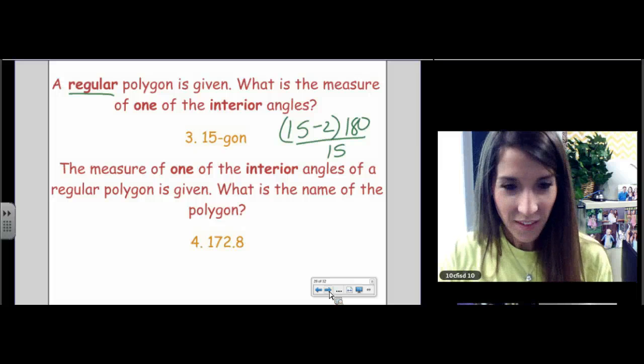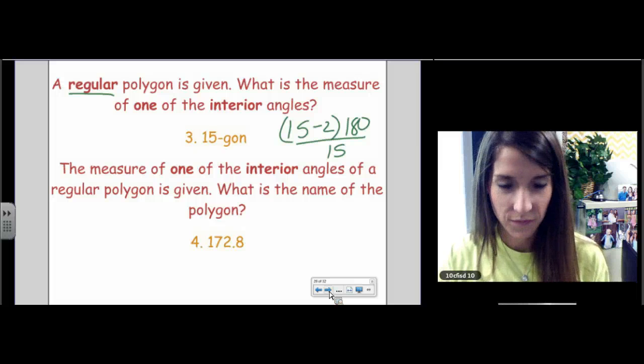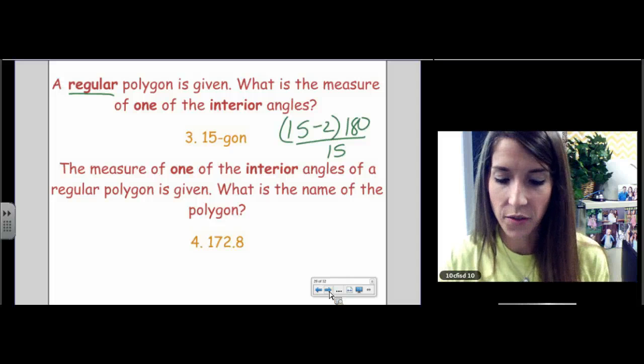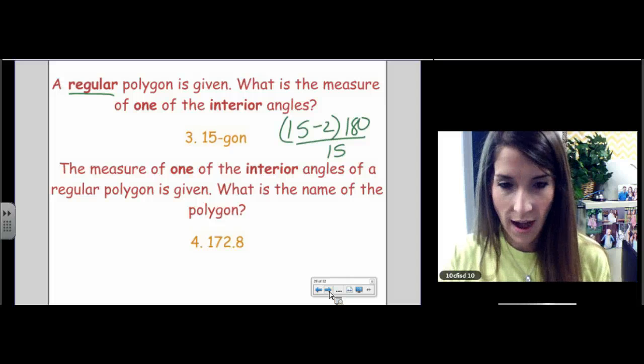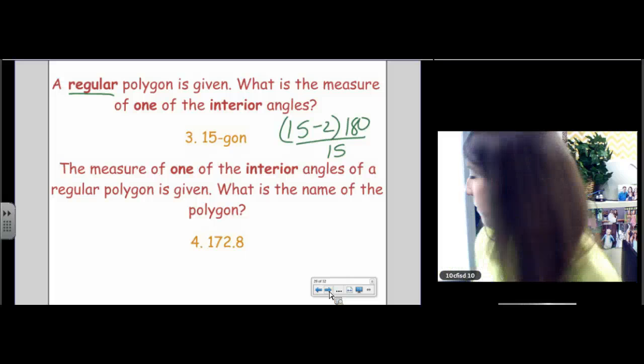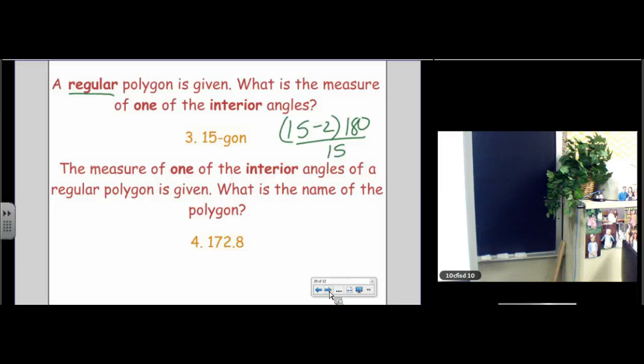Okay. 15 minus 2 is 13. 13 times 180 is 2,340 divided by 15. N minus 2 times 180 divided by n. The answer is 156 degrees.